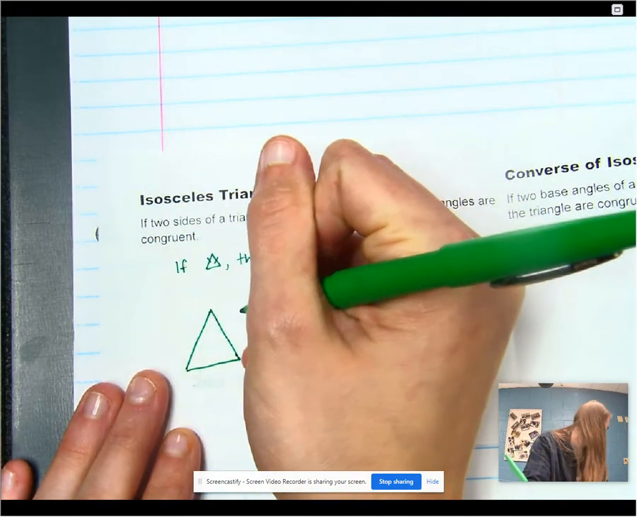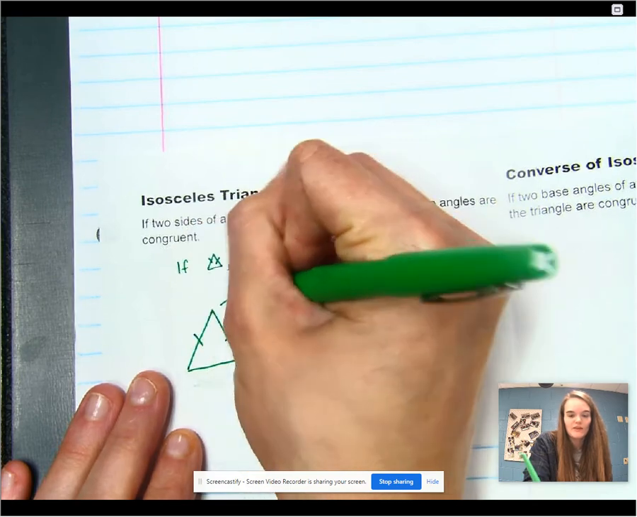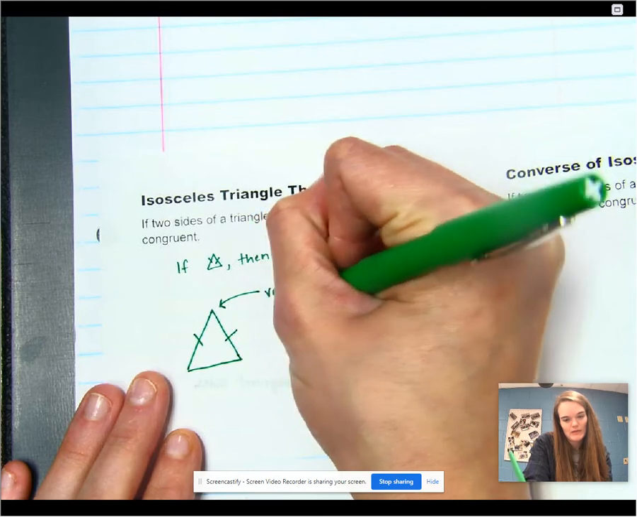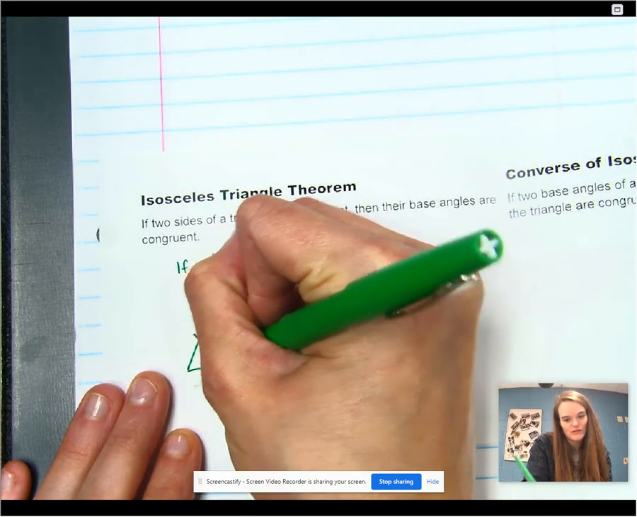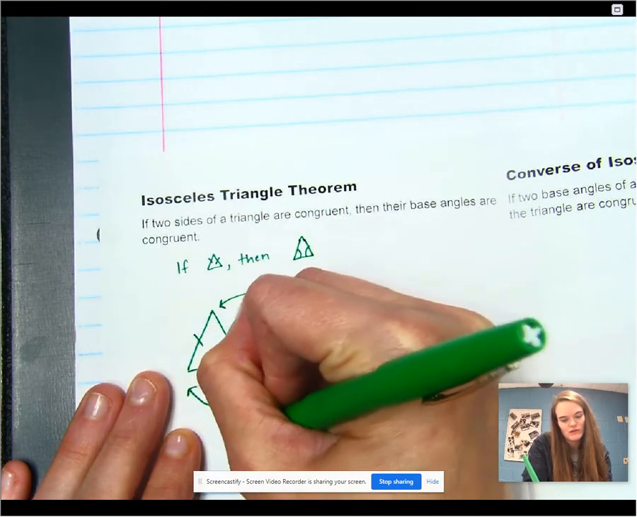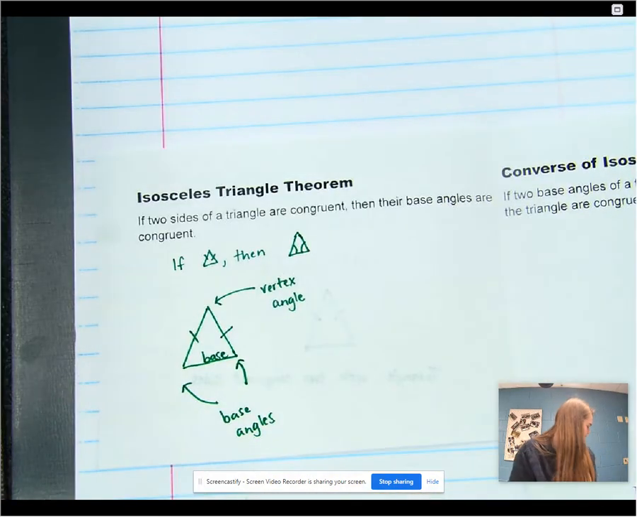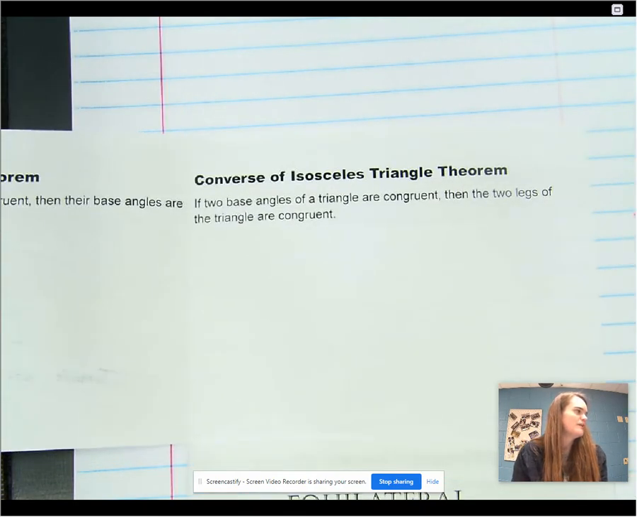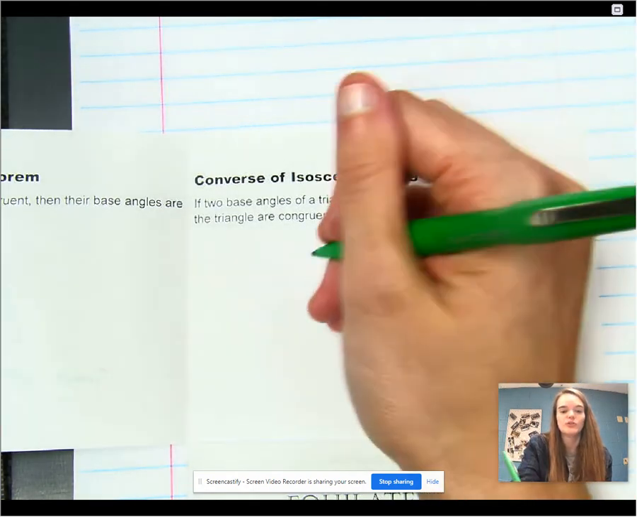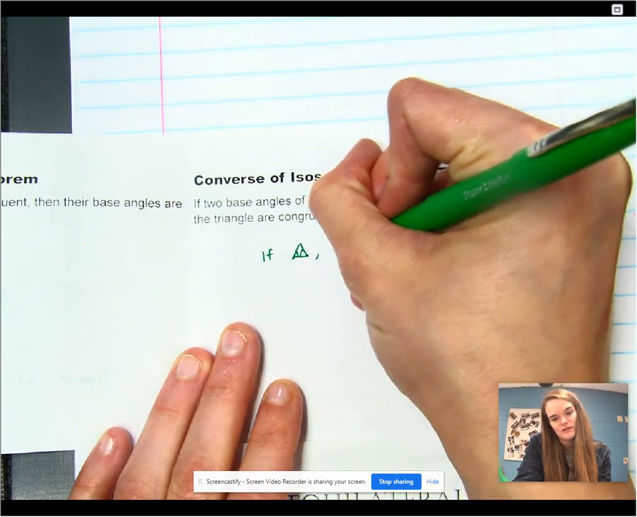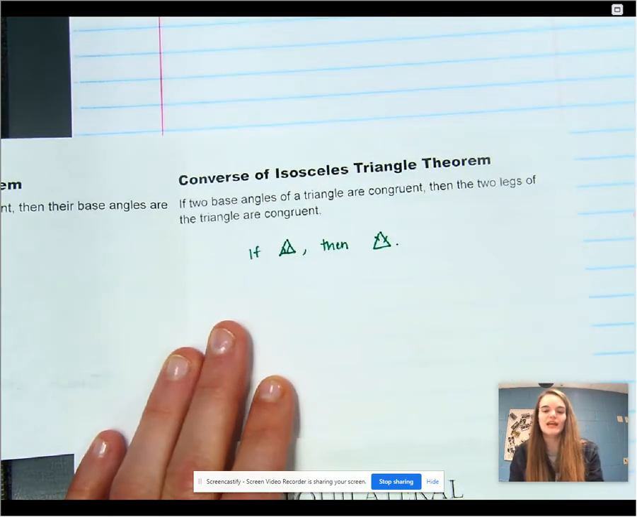So let's talk about this. In an isosceles triangle, you have a vertex angle, you have a base, you have base angles. Okay. The opposite, the converse, remember, is flipping it. The converse says if two base angles of a triangle are congruent, then the two legs are congruent. So if these are congruent, then the sides are congruent, or the legs, which is just sides.